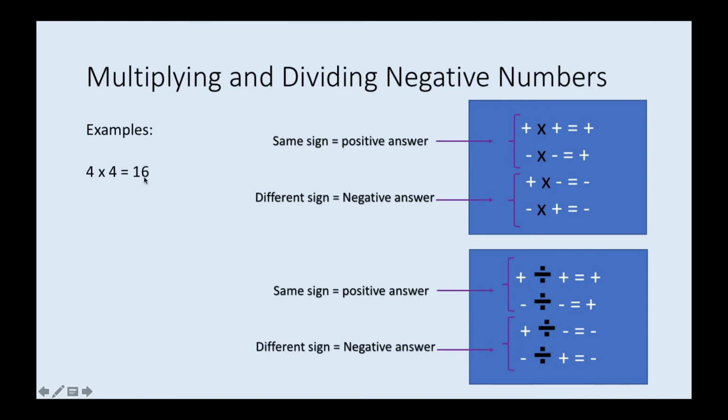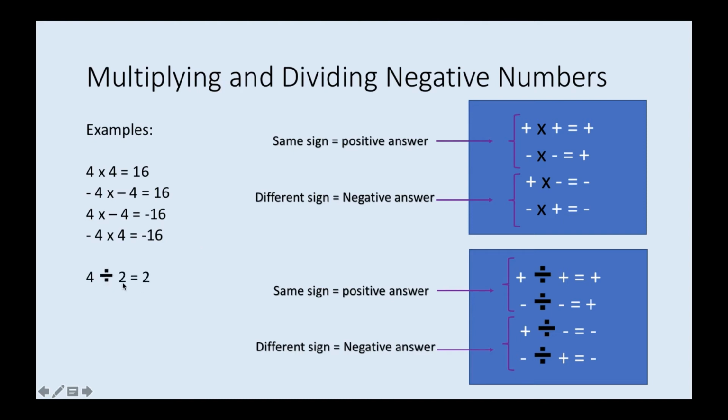So 4 times 4, well, they're both positives, so our answer is positive 16. Minus 4 times minus 4 is also positive 16 because the signs are the same. 4 times minus 4, well, that's a positive and that's a negative. So our answer is minus 16. And then minus 4 times 4 is also minus 16 because that's a negative and that's a positive. We don't put a plus in front of positive numbers. We know they're positive because they don't have a minus sign in front of them.